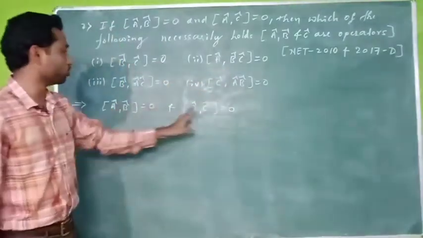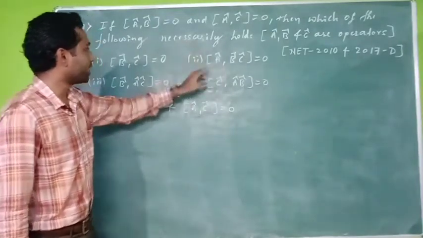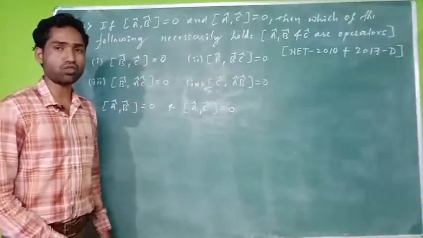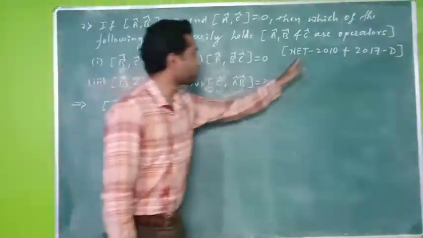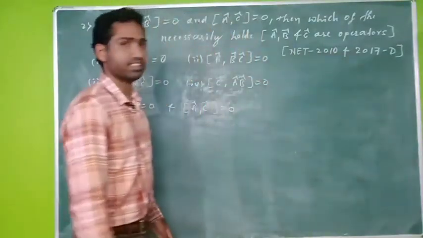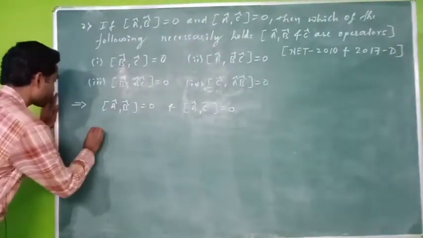They have given these two. By making use of these two, you have to prove which one out of these four is the correct option. That is what we have to prove. This question was asked in NET 2010 as well as in December 2017, right? Let us solve it.